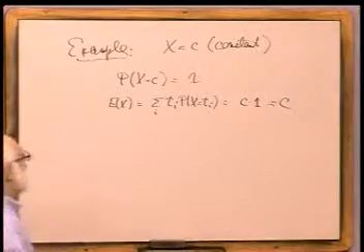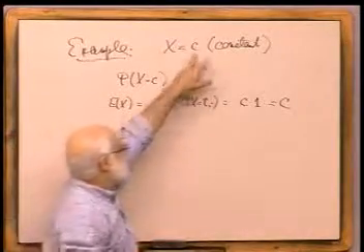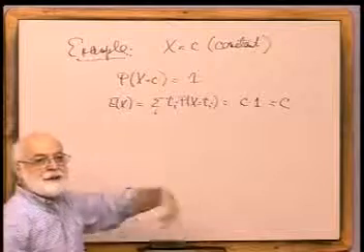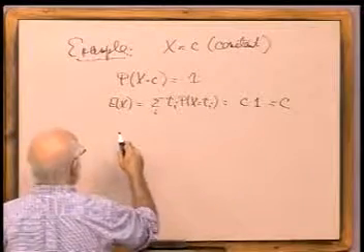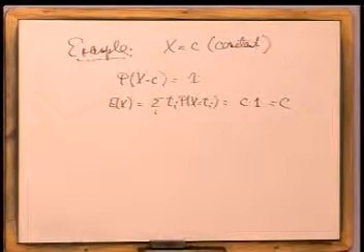But of course, if I have a random variable that always takes the same value, then if I take the average of that random variable, it's got to be the same value. So nothing there. What about the variance? What's the variance of a constant going to be?